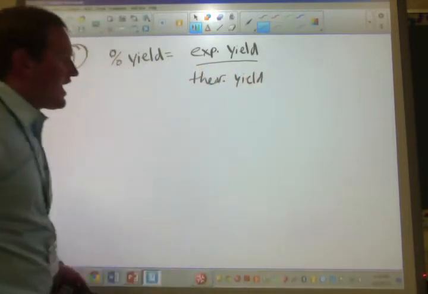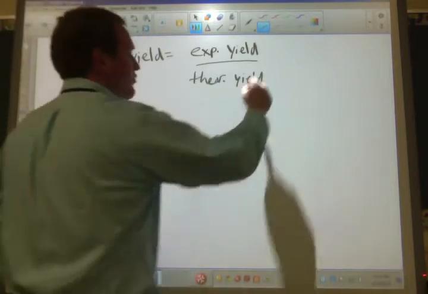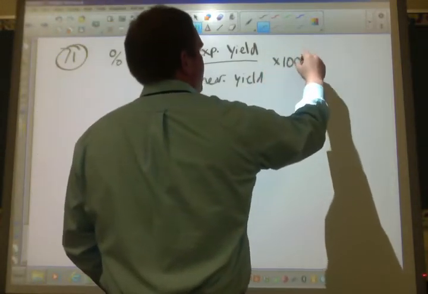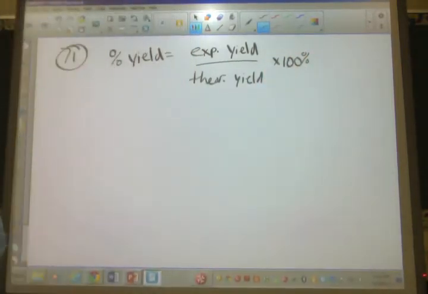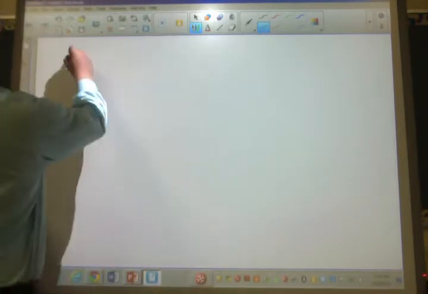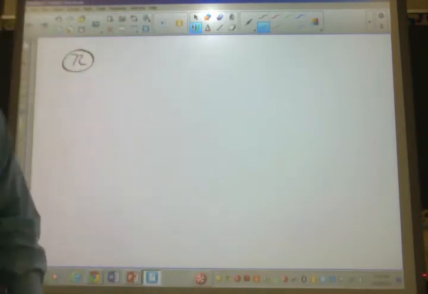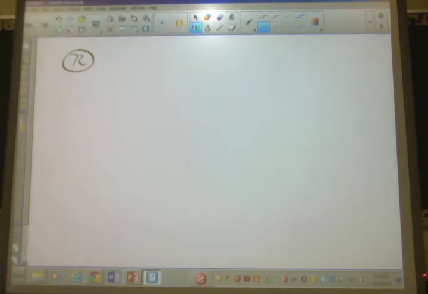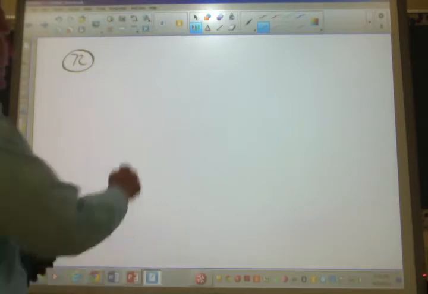So it's what you actually got divided by what you could have gotten in the perfect world times 100%. Number 72. If you expected to produce 36.2 grams of CO2 but actually produced 21.1 grams, percent error.